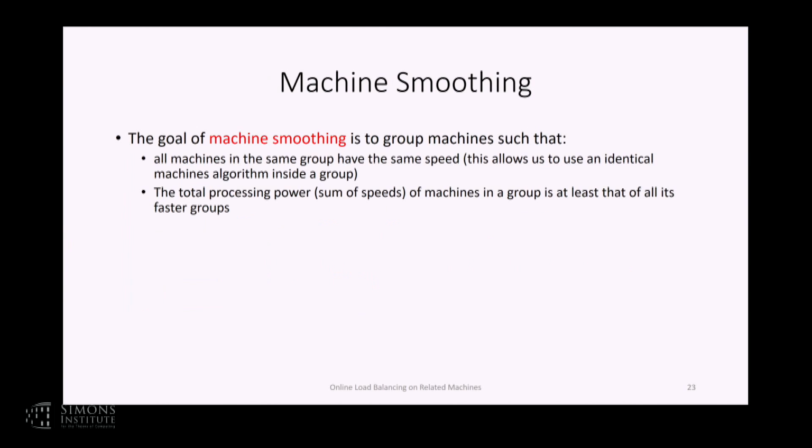So here's what I want to do. I want to somehow get machine groups such that as I go down to slower machines, the total speed of the machines, the sum of speeds, keeps doubling. So I have slower machines, but I have many more of them. So that if half the jobs were being assigned to faster machines, just assigning them to the median group is enough. The median group has enough processing power that covers all the faster machines.